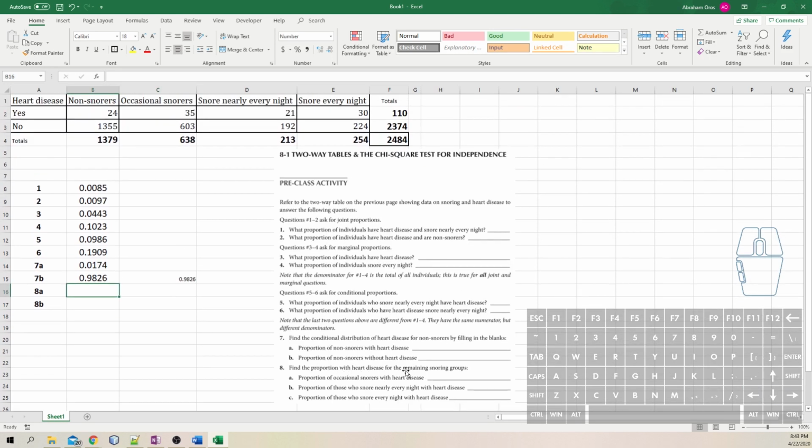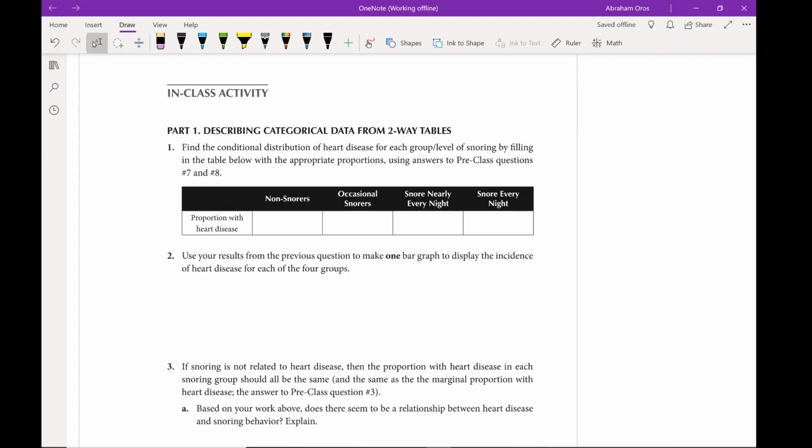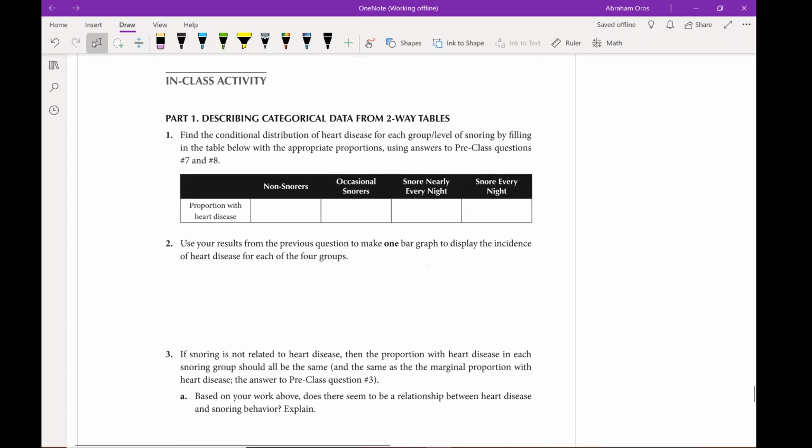8a, find the proportion with heart disease for remaining snoring groups. All right, actually what I'm going to do for these, I'm going to let you guys do them. And probably most of you have done the pre-work already, so you can get to those answers. And WebAssign, of course, will tell you if you're wrong or right. All right, so let's go back into the workbook. Back in the in-class activity, that's what we're going to start on now.